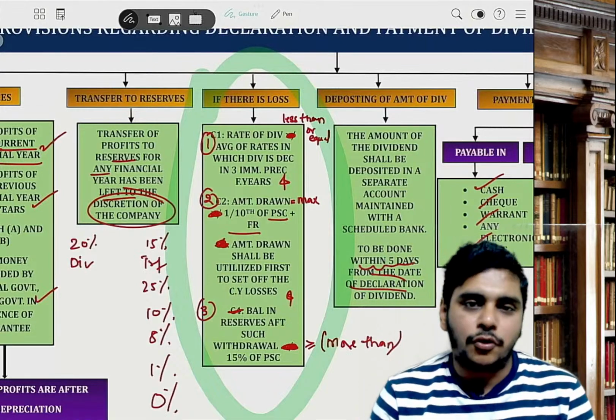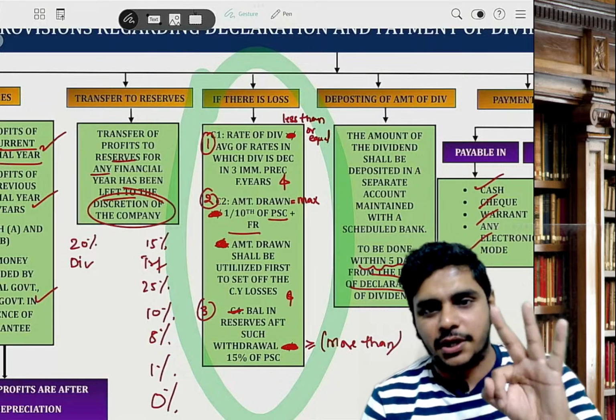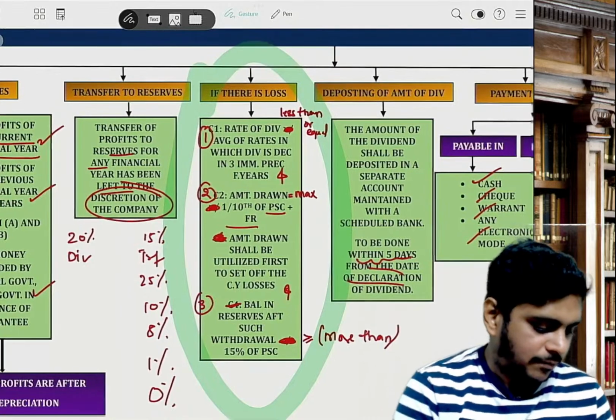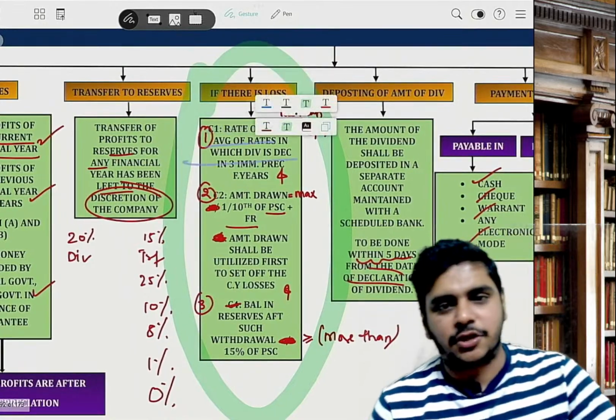So what do you do? You follow rule 3. Rule 3 ka 3 conditions. Condition 1: my rate of dividend should be less than or equal to the average rate of the last 3 years.